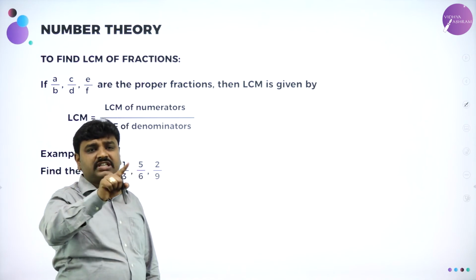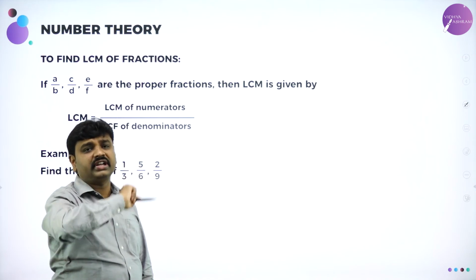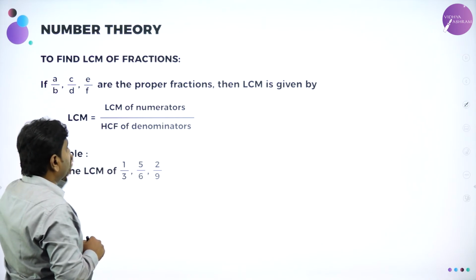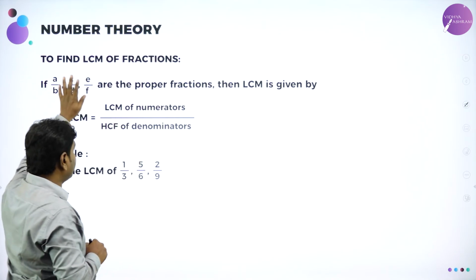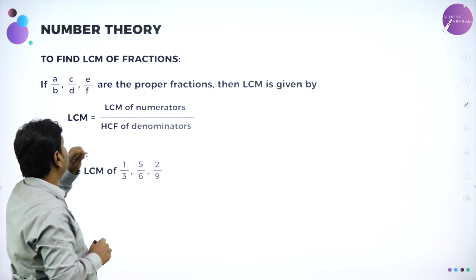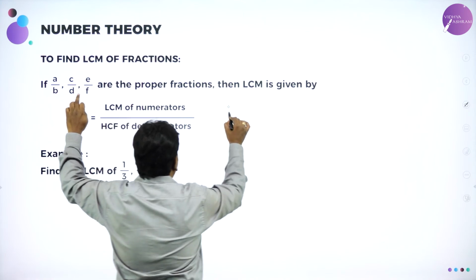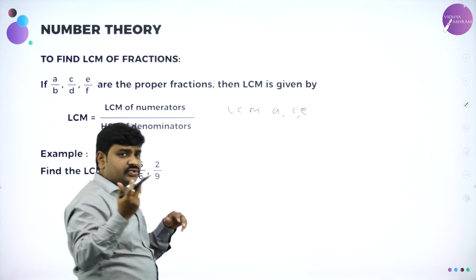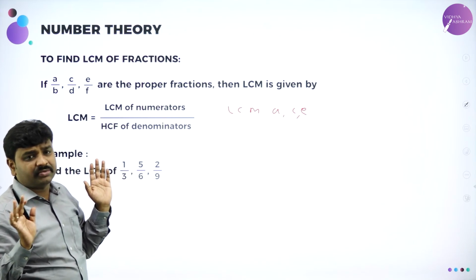How can you find LCM for fractions? If they give fractions, how can you find LCM? See, if they give numbers in the form a by b, c by d, e by f, how to find LCM is simple. The LCM of fractions is a ratio where the numerator is the LCM of the numerators. That means find the LCM of the numerators. What are the numerators? A, C and E. All of you know how to find LCM. You can use any method, factorization method or division method.